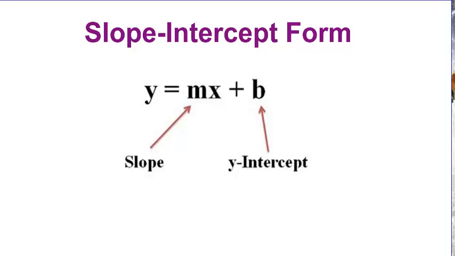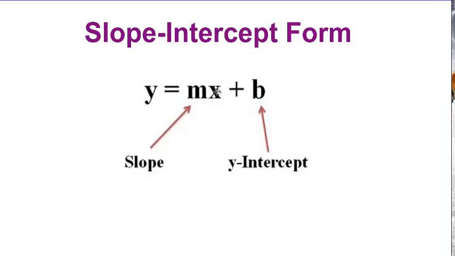Today's video is going to be looking at slope-intercept form of a linear equation. The first thing you're going to want to note is that in slope-intercept form it's y equals mx plus b. Now you've seen this before, but we want to make sure that it's very clear what each of the different parts of the equation are.